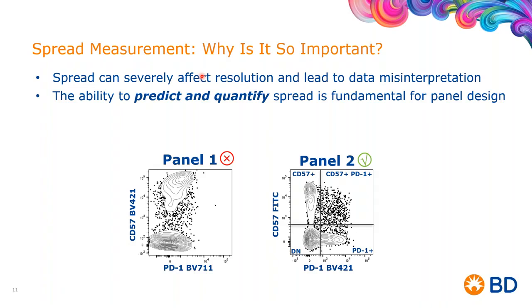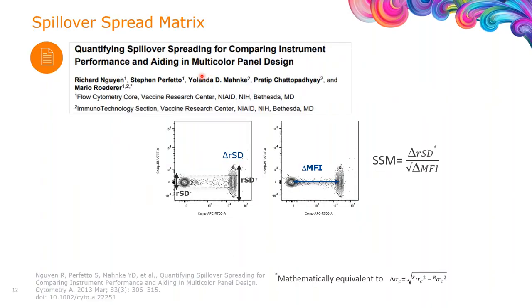Therefore, it is absolutely critical before we design a panel, before we run an experiment, to be able to predict where spread could be a problem and deal with it. And we'll talk about how to deal with it, or maybe stay away from it altogether if possible. So how do we do that? And this is to introduce the concept of spillover spread metrics.